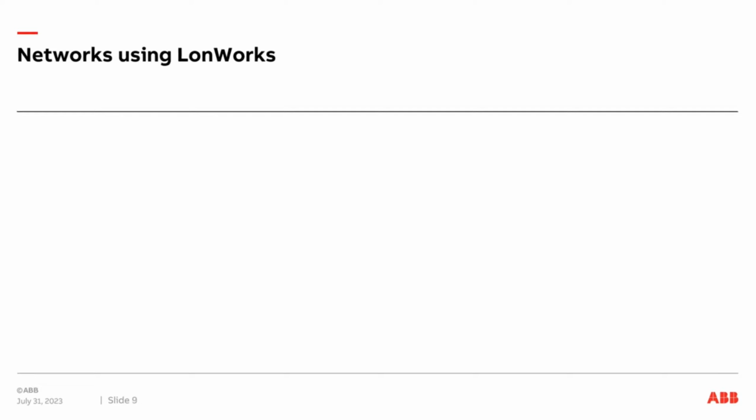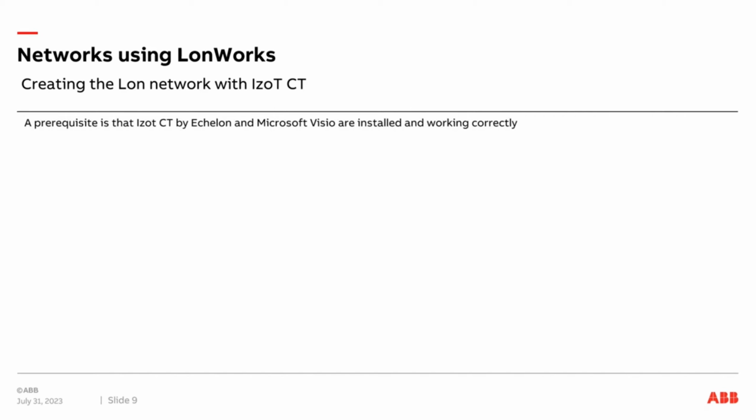Now comes the fun part of this presentation. We're going to actually create a LAN network using the official Echelon IzoT commissioning tool. So it makes sense that a prerequisite is that both the IzoT program from Echelon and Microsoft Visio are installed and working correctly. Let me just explain that for a moment. Echelon builds their program using Microsoft Visio. So you can purchase it from Echelon with the Microsoft license, or if you already have Microsoft Visio installed on your computer, then you just buy the program.